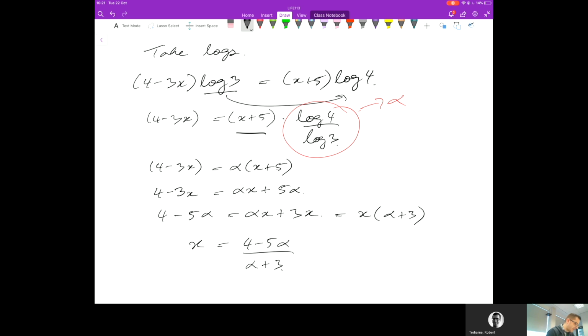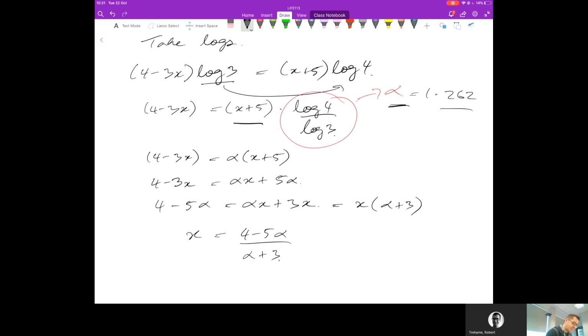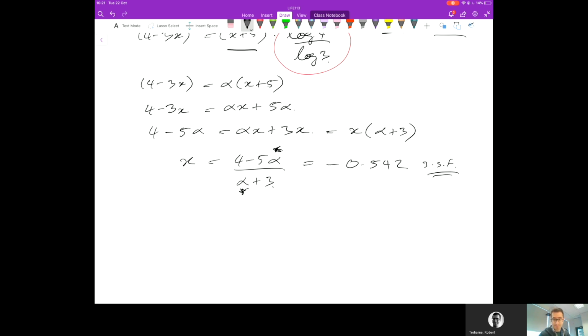Now, if you plug all the numbers in and you work out a value for alpha, I work out a value of 1.262 for that. I can just plug that in then. And if you do that, you plug it in here, you plug it in here, I actually get an answer of a negative value of 0.542. Again, 3 sig fig is an arbitrary significance. Okay. E. That's as complicated as it gets, guys.